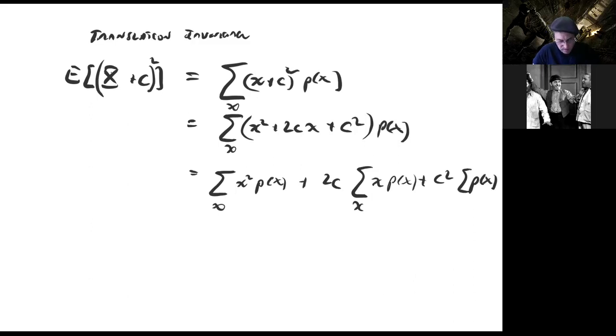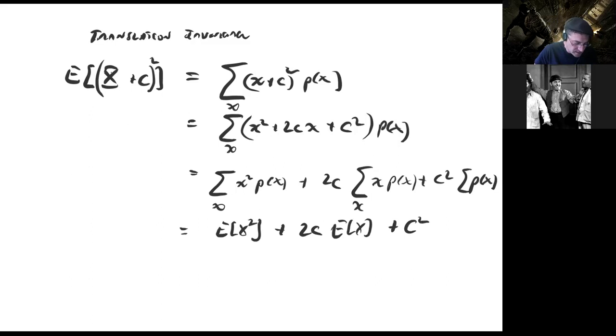We did a calculation like this before. Oops, I should say, this is the second moment plus 2c times the first moment, the expectation, plus c squared times 1. So that's that. Okay, likewise, we know we can compute E of x plus c.